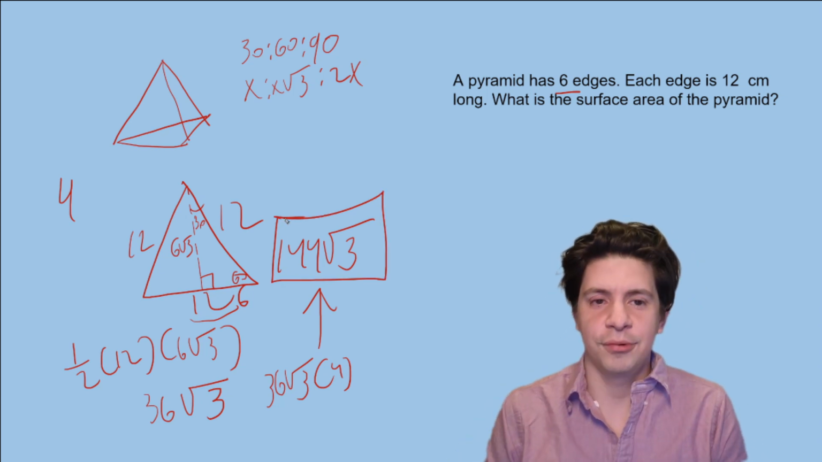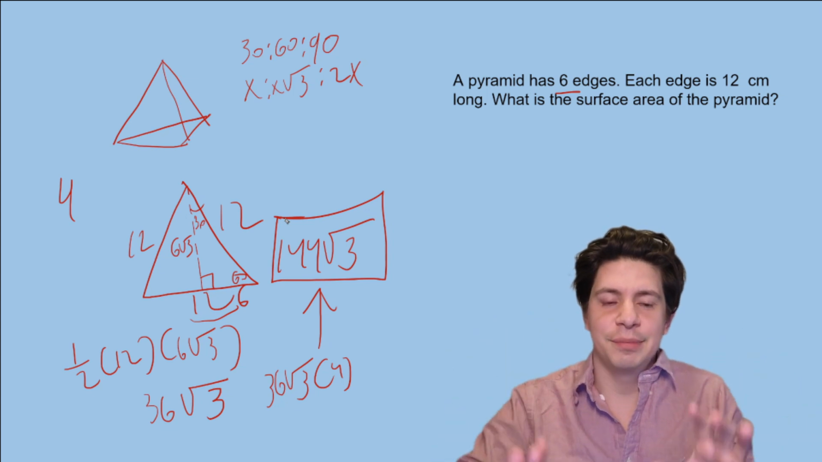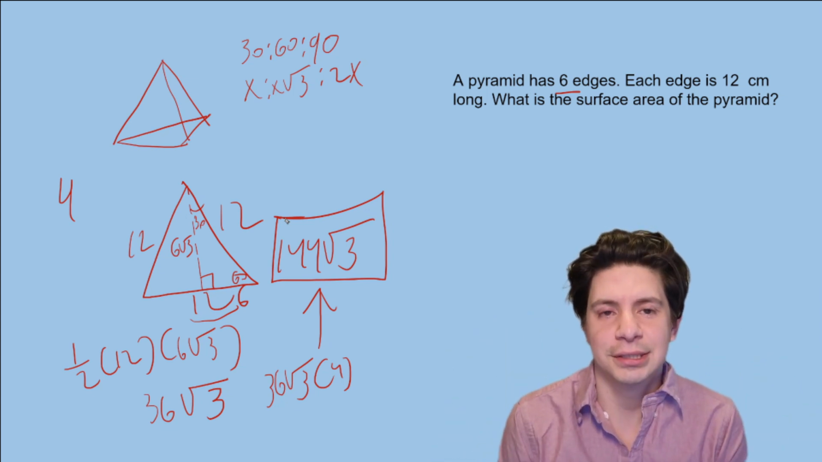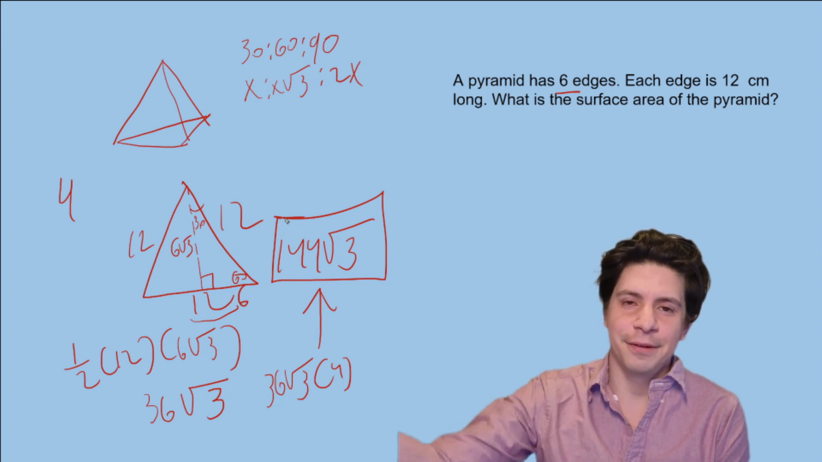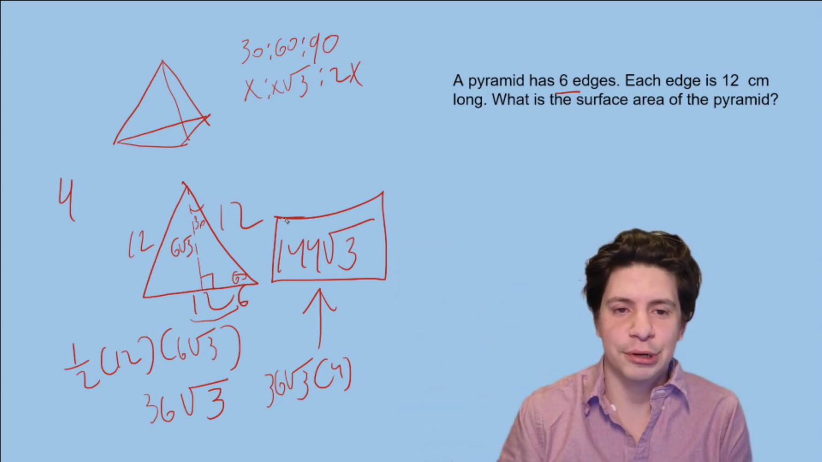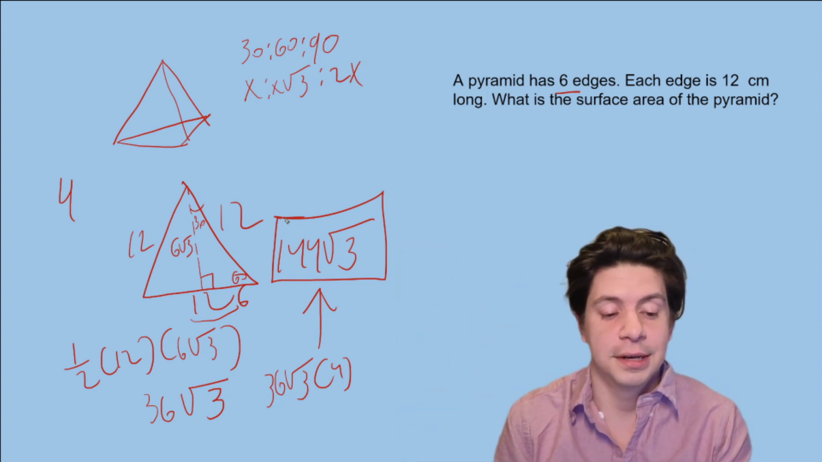So not too bad a question. The hardest part is visualizing it, but now that you've seen what it means when it says 6 edges, you'll be able to do this. So we're going to do another question that I have predicted for the test. It's another pyramid question, but a different type of question using pyramids.